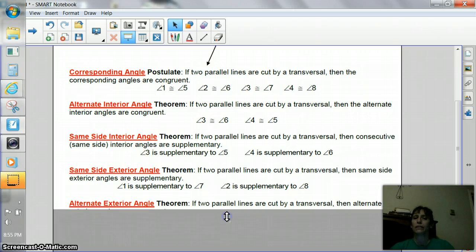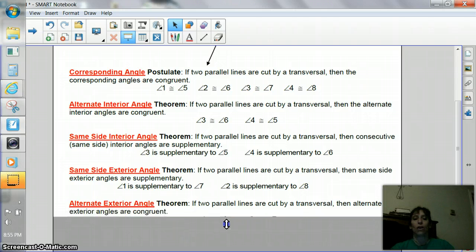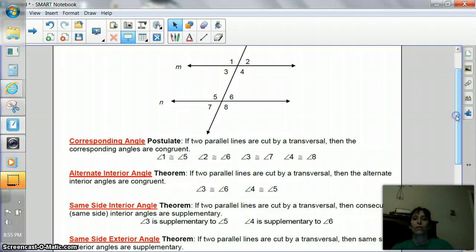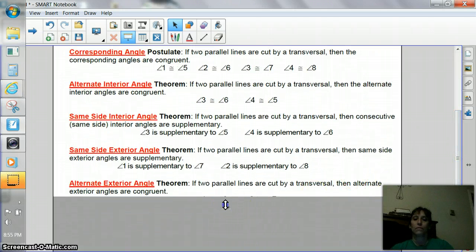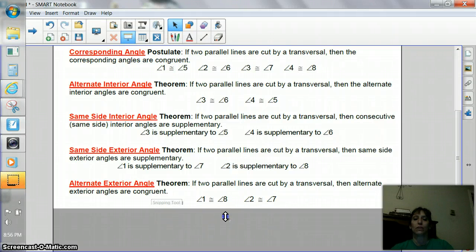Alright, next one. I think there's maybe only one more after this one. It's the alternate exterior angle theorem. It says if two parallel lines are cut by a transversal, my hypothesis again, then the conclusion says alternate exterior angles are congruent. So remember, alternate means opposite sides of the transversal. Exterior means on the outside of the line. So let's go back up here and look for a minute. Opposite outside would be 2 and 7 or 1 and 8. So again, they've got 2 and 7 and 1 and 8.